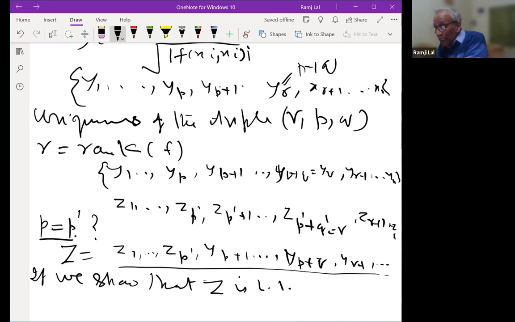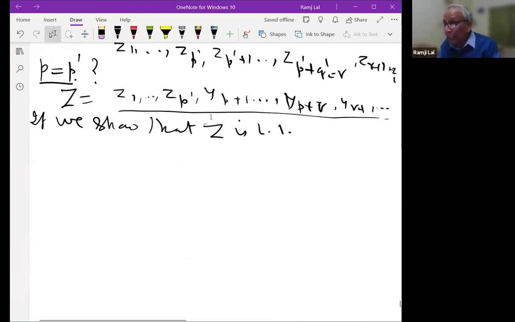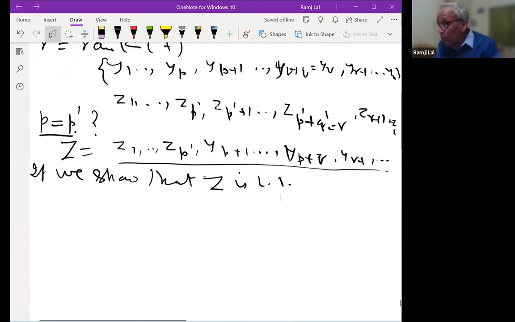And similarly, dually, if you replace this here, y1, y2, ..., yp, and look at Zp' plus this, do the same, interchange the roles here, then you will see that p is less than or equal to p', and p will become p'. So that is the way we are proving this result. So this is something which is linearly independent. So how to prove this? It's a very elementary thing.